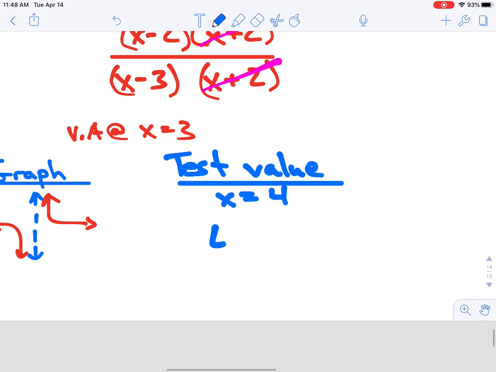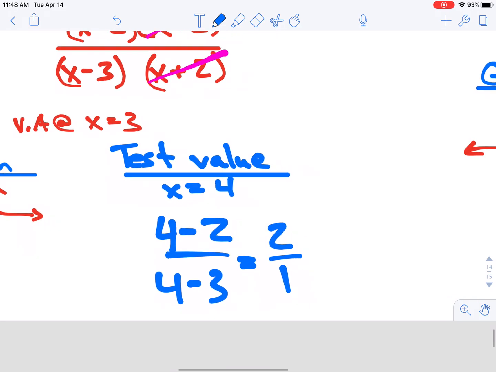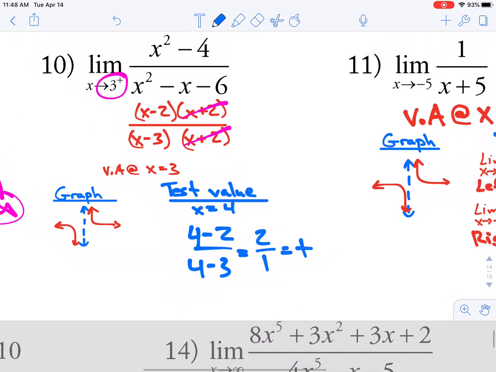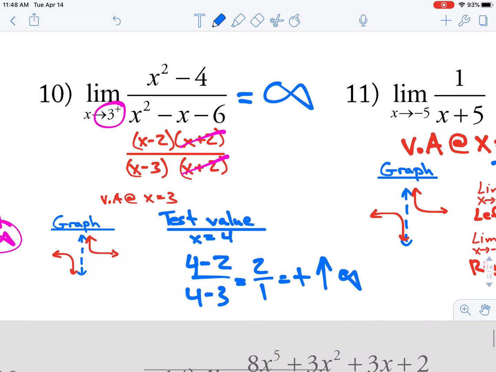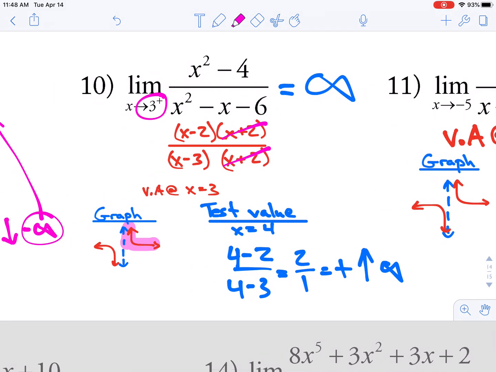So we threw a 4 in. So 4 minus 2 over 4 minus 3 gives us 2 over 1, which is a positive value. Since it's positive, we know it's going up. Where's it going up to? Positive infinity. And again, if you want to use the graph, you can look at the graph and see that the graph goes up as well.